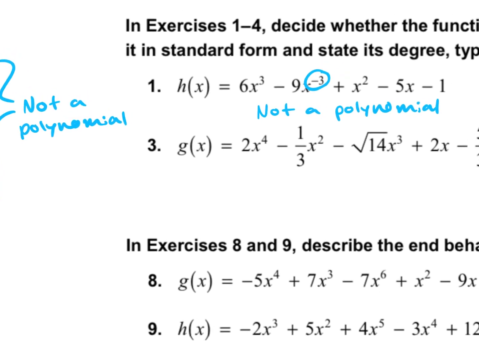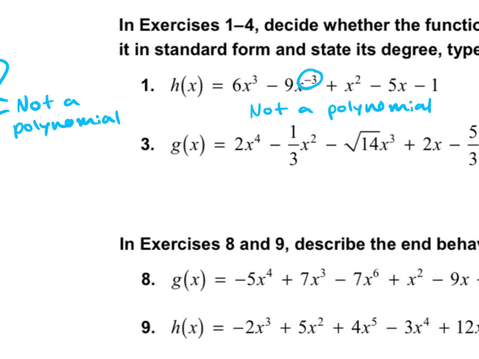Let's take a look at number 3. Is 3 a polynomial? Yes. So how would I put it in standard form? 2x to the fourth power. Perfect. We start with the highest degree, so that would be 2x to the 4th power. What would come next?